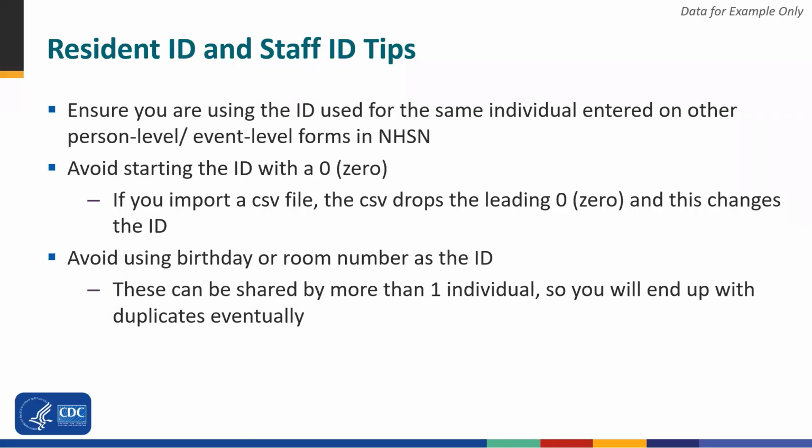So just best practice, especially if you're using CSV, is avoid that leading 0, is what we call that, if you can. And then because we want all of these to be unique IDs, we also recommend avoiding using just a birthday or just a room number as an ID. Because as turnover occurs, those things can be shared across individuals, right? You have more than one person in a room, or you can have more than one person with the same birthday. So to avoid duplicates, we recommend using something longer and more unique than just a room ID or birthday.